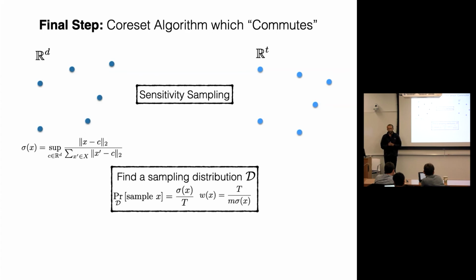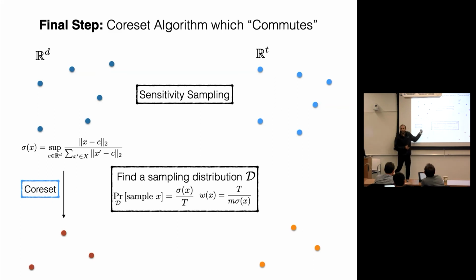Okay. So now what happens? You take a sample according to the sensitivities of each point. You're doing importance sampling. Now it turns out this thing is a coreset. And in our paper, we don't really need to worry about the issue of the union bound, like how do you union bound over all solutions? This is part of the prior work. There are known techniques to do this.